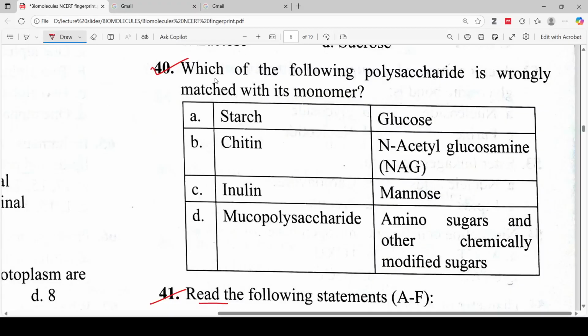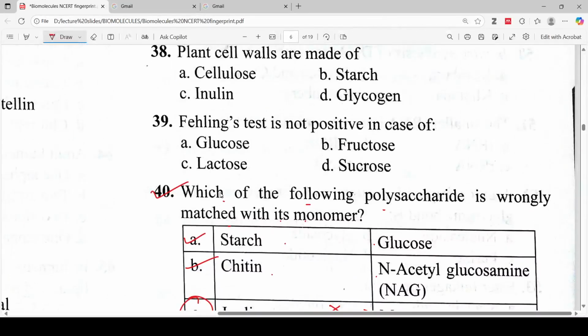Question number 40. Which of the following polysaccharides is wrongly matched with its monomer? Starch, glucose; chitin, N-acetyl glucosamine; inulin, mannose; mucopolysaccharide, amino sugar and other chemically modified sugar. So the one incorrectly matched with its monomer will be option C. This is not the correct match. These are all correctly matched. Let's move to the next question.